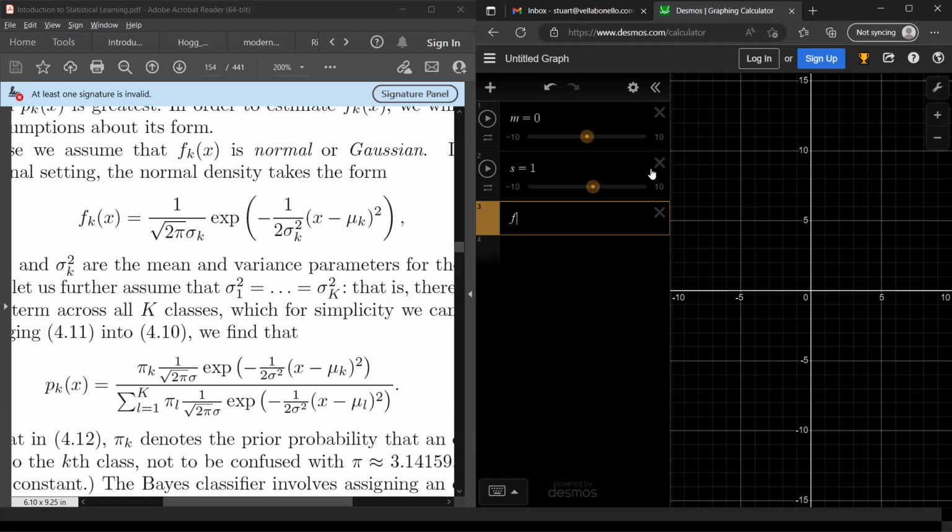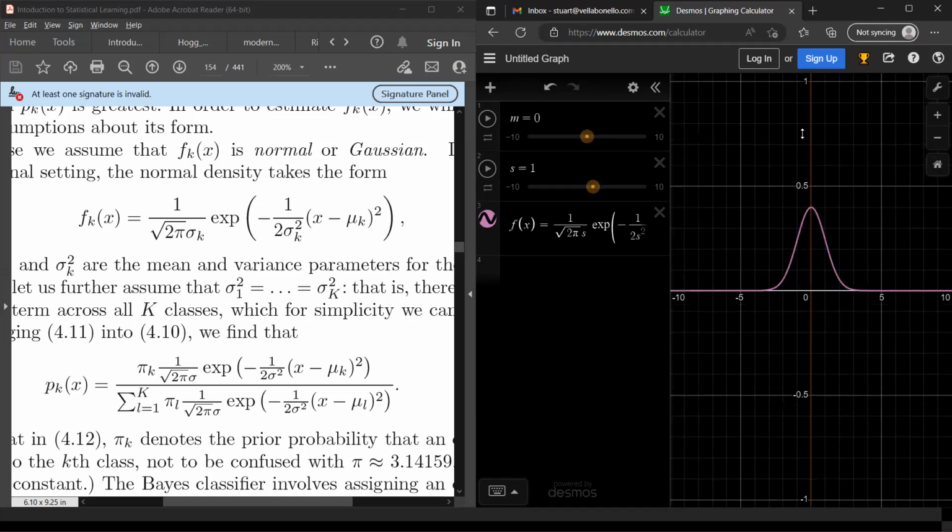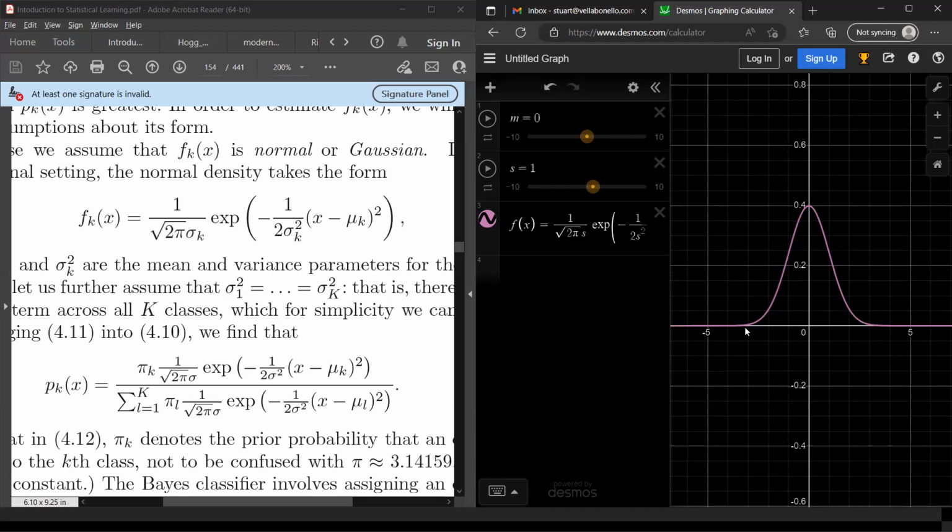And now I can type f of x is equal to 1 over square root of 2 pi s, e to the negative 1 on 2 s squared. That's also known as the variance. x minus mu, squared, close brackets. And this is the normal distribution. It's the bell curve.